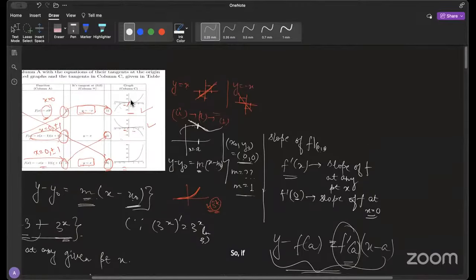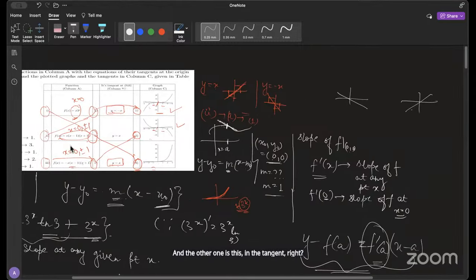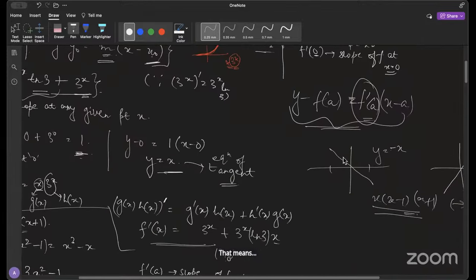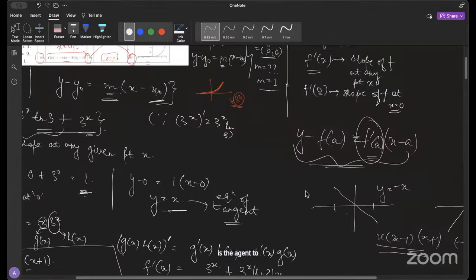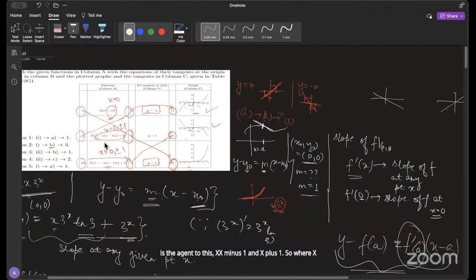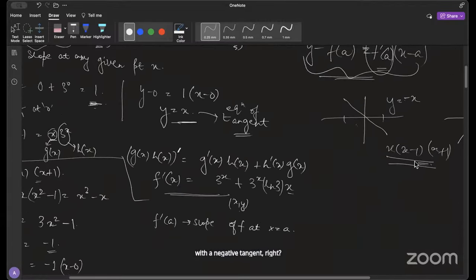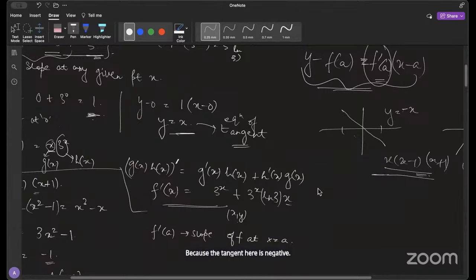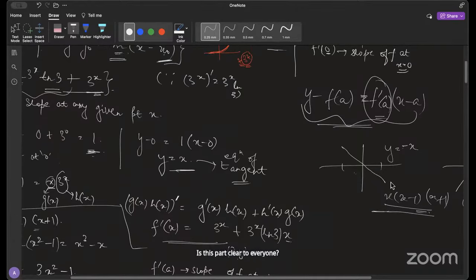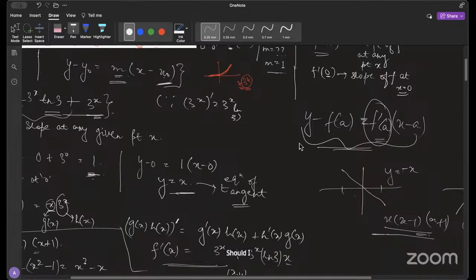So you have been given that one of these is this, and the other one is this, in the tangent, right? That means the one with this negative slope, this one, is the tangent to this x minus 1 and x plus 1. So x minus 1 and x plus 1 should have the graph as this one with the negative tangent, right? Because the tangent here is negative. Is this part clear to everyone? Should I repeat this thing?